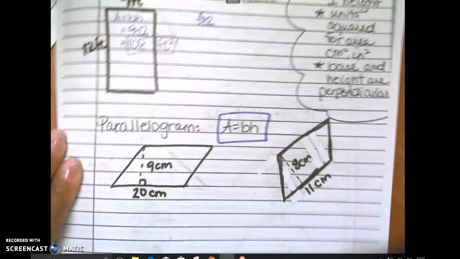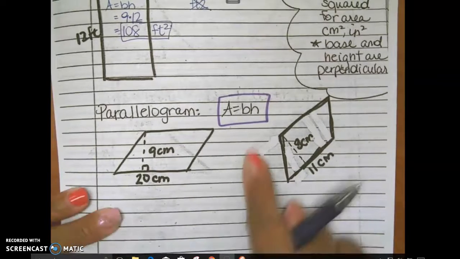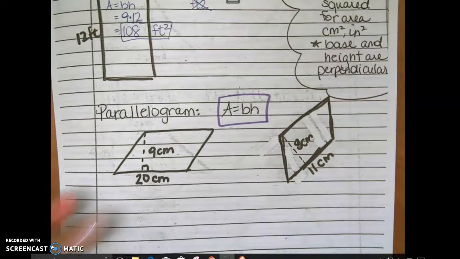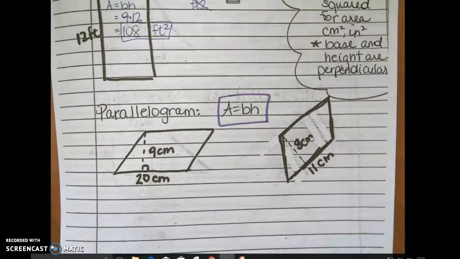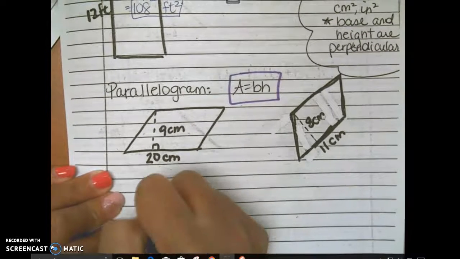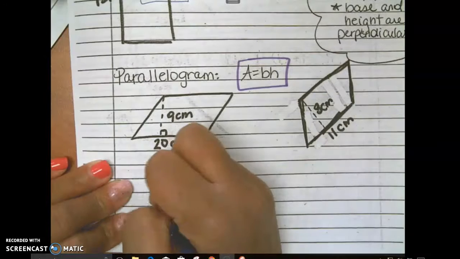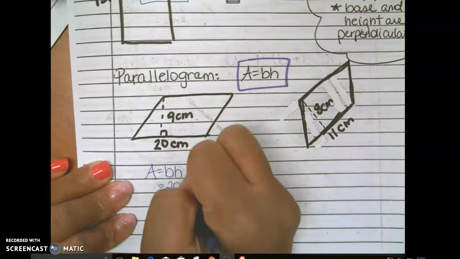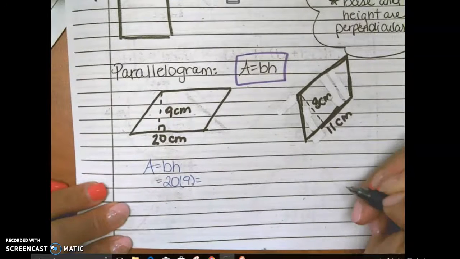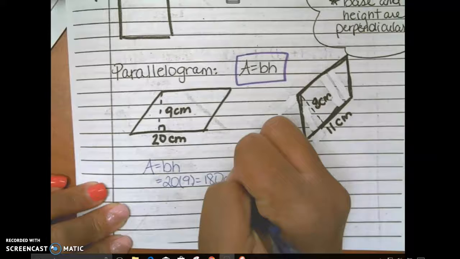Parallelogram. A parallelogram, a rectangle, a square, they all have the same formula to find the area. It's just base times height. I have to white this out a little bit, but I've got the same parallelograms you have on your paper as I do on mine. So area equals base times height. What's the base and the height of this parallelogram here? 20 times 9, which is simple. What's 20 times 9? 180 centimeters squared.